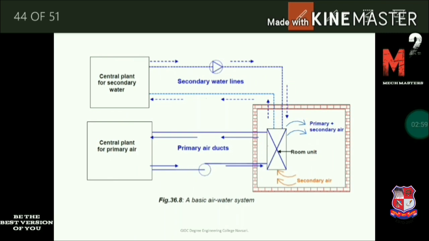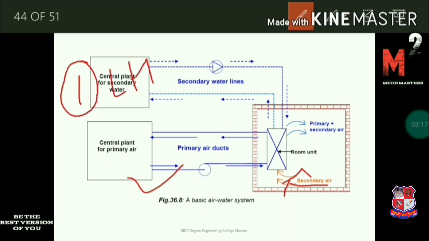Let's see how it works. Here the secondary air or room air comes to the room unit, and first comes in contact with the primary air. Here there are three functions of the primary air. First, all the latent heat is taken care of by the primary air. We know that there are two types of load: sensible load and latent load. So all the latent load is taken care of by the primary air.